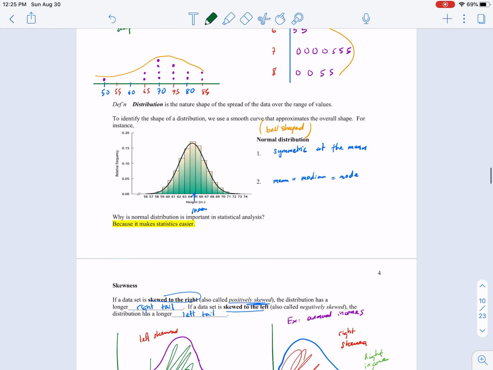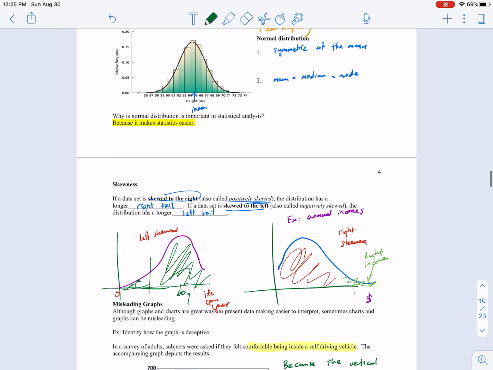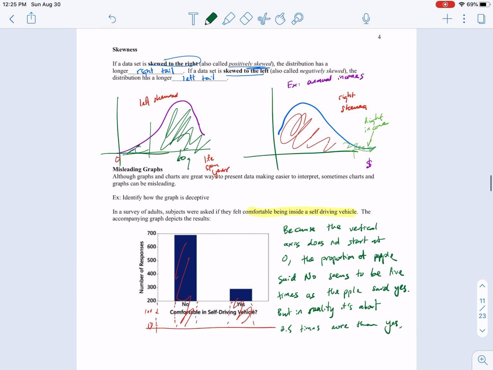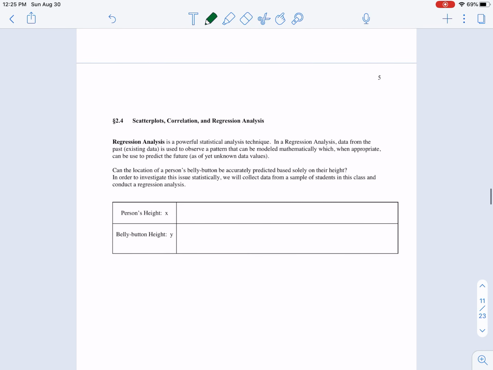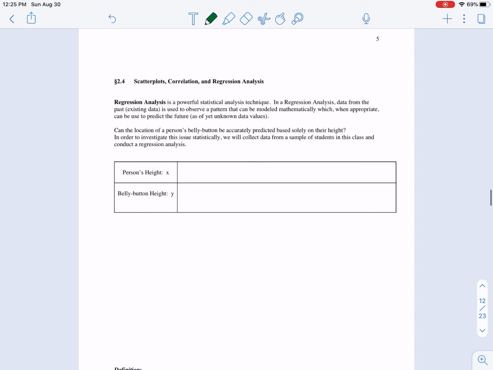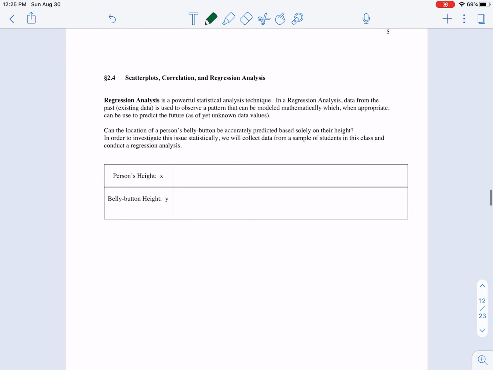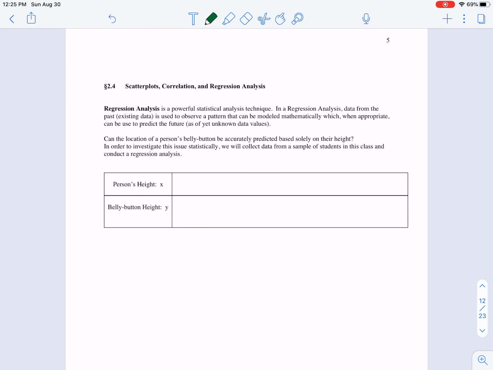I think that's all I want to cover for 2.2 and 2.3. Pretty straightforward, two sections. The last one is kind of difficult because we are going to use some technology to do this. So I'm going to do that in the next video on 2.4.